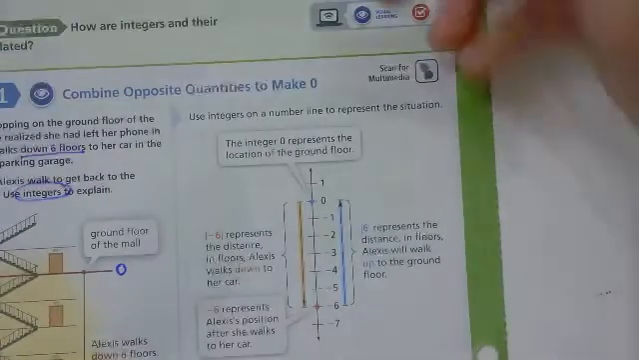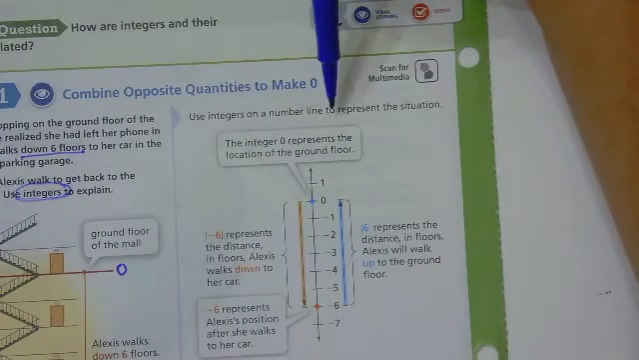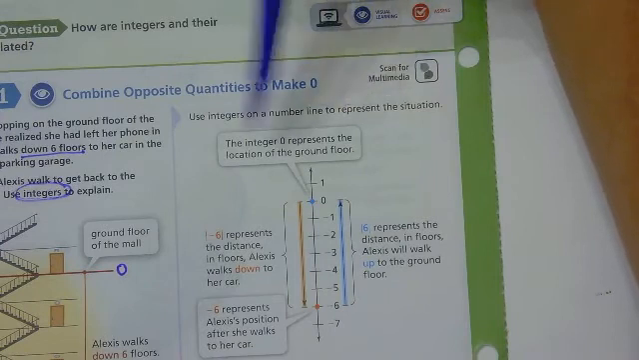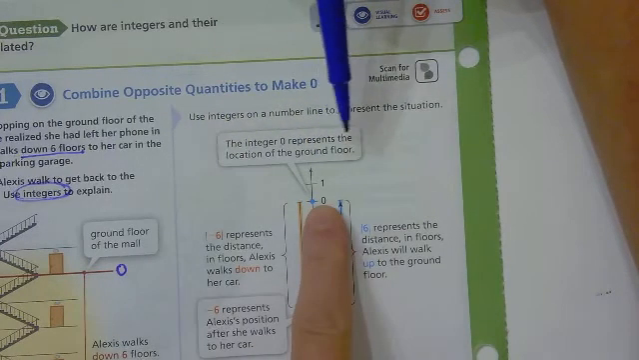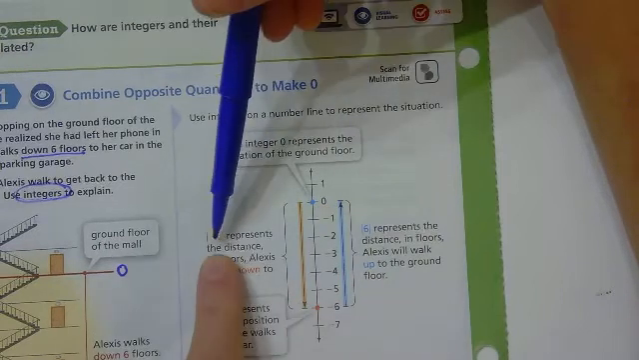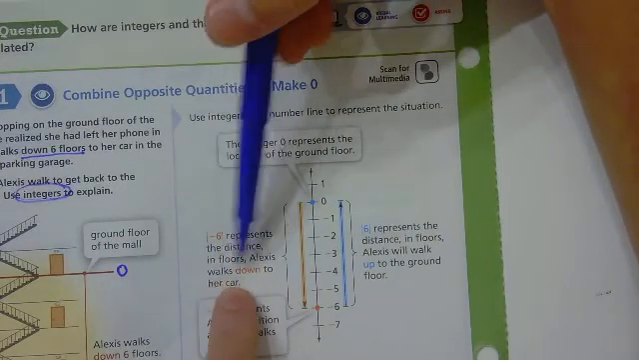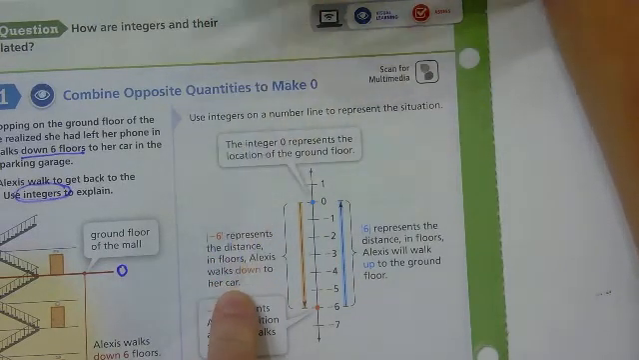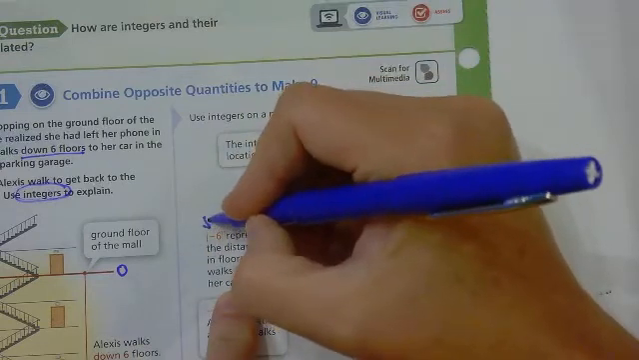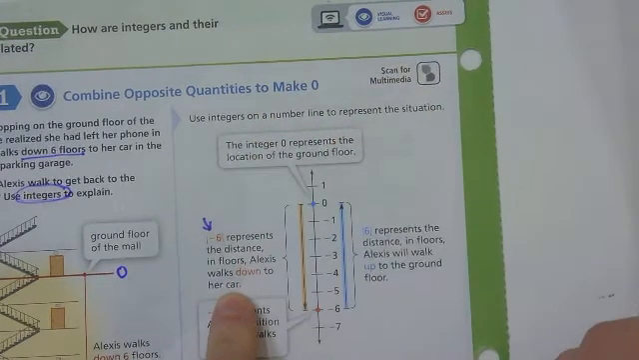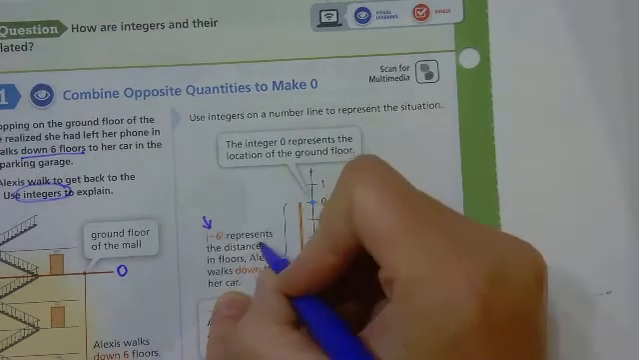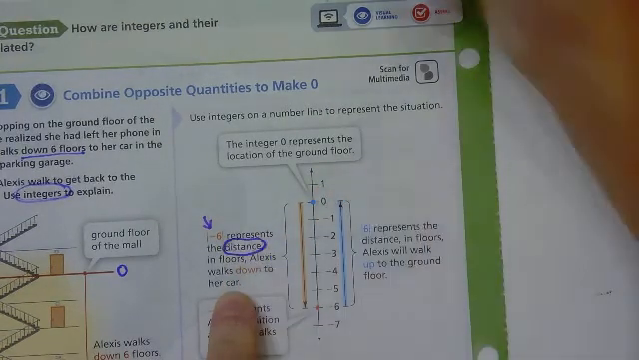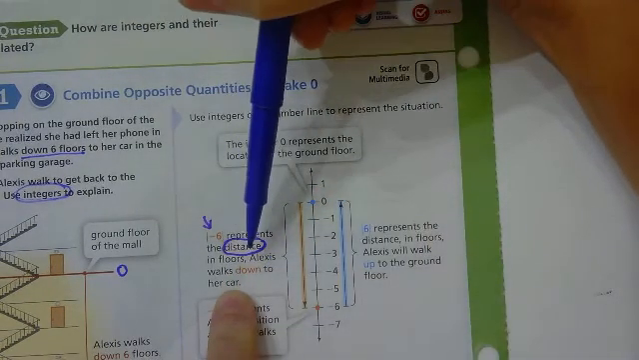All right, let's go over here. We can use integers on a number line to represent the situation. The integer 0 represents the location of the ground floor. -6 represents the distance in floors Alexis walks down to her car. Actually, this is not -6. This is the absolute value of -6. This is just asking us, what is the distance? Absolute value is a distance measure. What is the distance she will walk?